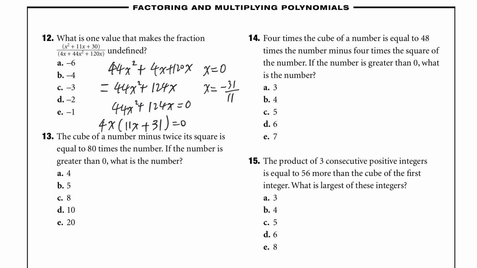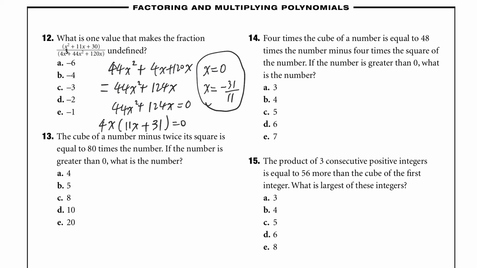And none of these are in the answer. So I think there must be an error in the question, because the answer is x is equal to 0 or negative 31 over 11. It's possible that they forgot a cube on top of the x here. That's very possible. We'll leave it at that. Okay, let's move on to question number 13.